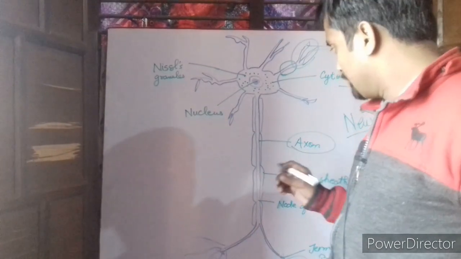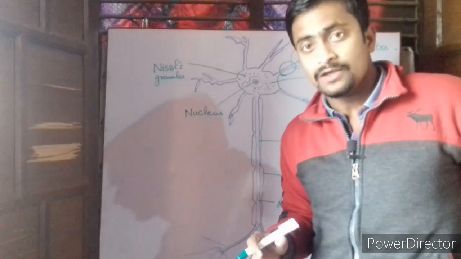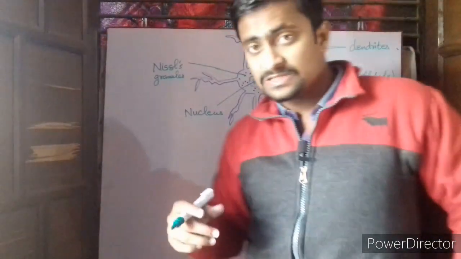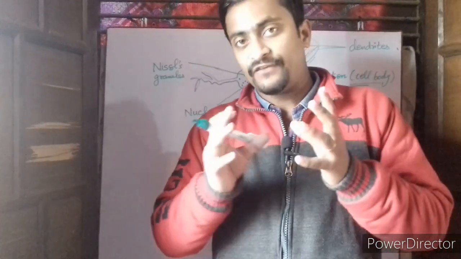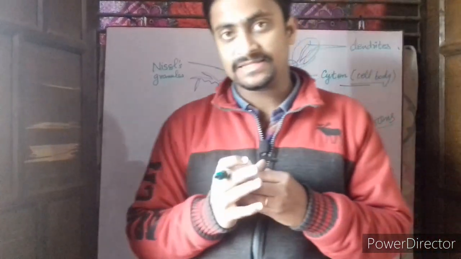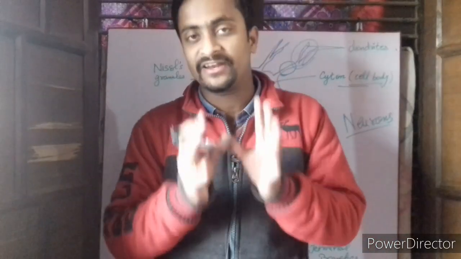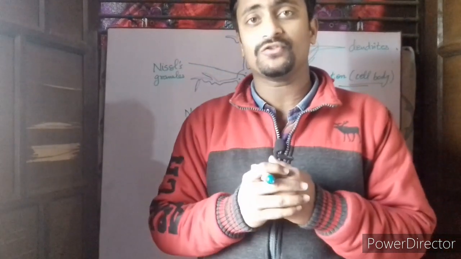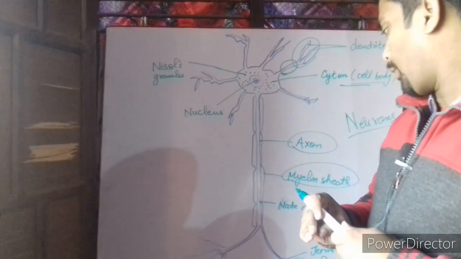This axon usually remains covered with a sheath of fatty tissue or protein, which is also called the myelin sheath. This myelin sheath facilitates the transmission of electrical impulses faster, which means due to the presence of the myelin sheath, the nerve impulses or the electrical impulses are transferred from one neuron to another at a very faster rate. If the myelin sheath is broken at some places, then the transmission of nerve impulses or the electrical impulses slows down.